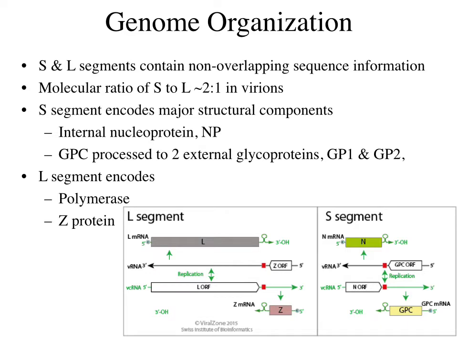The L segment corresponds to the L segment of the bunyavirus with the addition of a second gene, Z, which is a non-structural protein in ambisense orientation. So this is the type of organization that we see. Now let's look at how it works.